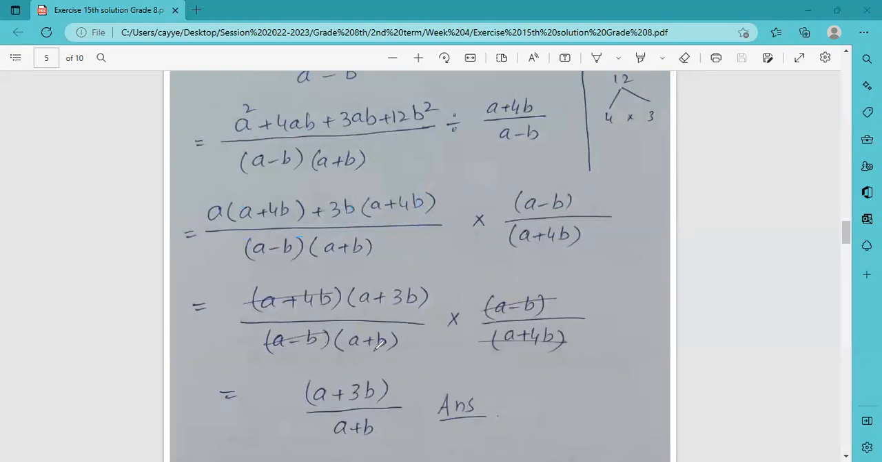Then cancel the same algebraic expressions, and the remaining unlike algebraic expressions, the like expressions will cancel each other, and unlike will be there. A plus 3b over a plus b.